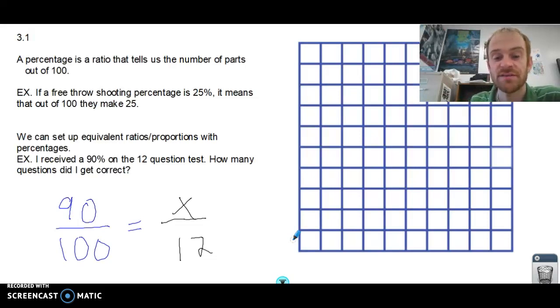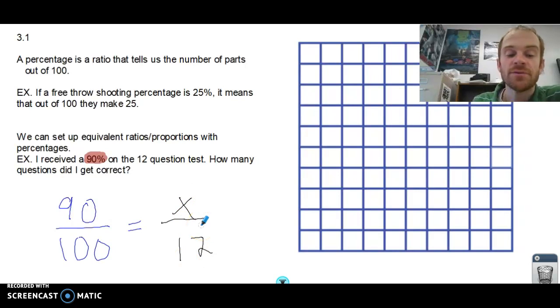So there's two ways that we can think of percents. We can think of it as a proportion. So in this example here, if I got a 90% on a 12-question test, I want to know how many questions did I get correct. Well, my proportion is 90 over 100, because a percent always tells me how much out of 100. So that's where the 90 over 100 comes from. It comes from 90%. And then that's equal to some number over 12. And I'm trying to figure out, well, what is that number?